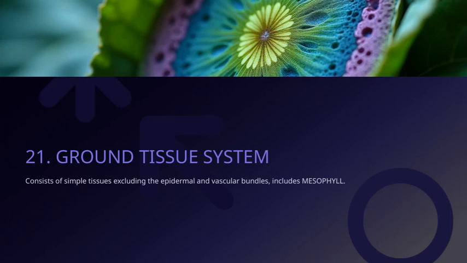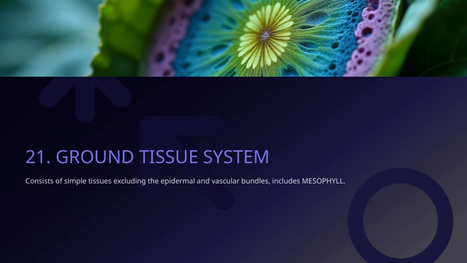All right, let's talk about the ground tissue system. This part of the plant primarily consists of simple tissues, which means they are made up of only one type of cell. Importantly, these tissues exclude the epidermal layer and the vascular bundles, so we're focusing on the internal supportive and metabolic tissues. One of the key components here is the mesophyll, which you might remember is crucial for photosynthesis. It contains the chlorenchyma cells that trap sunlight and convert it into energy.